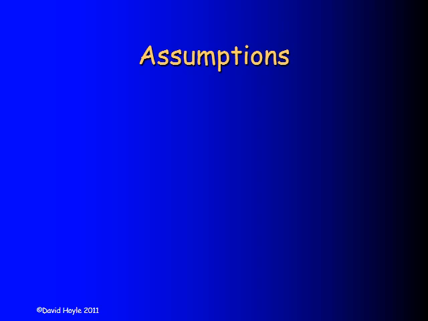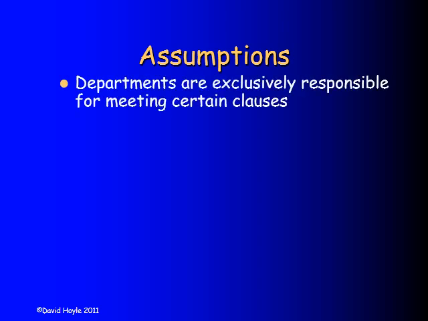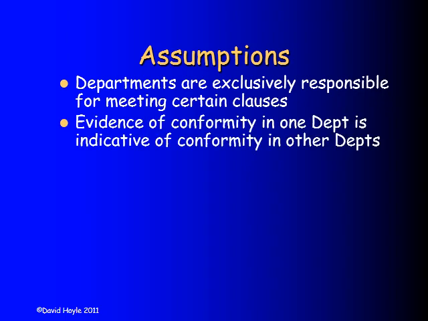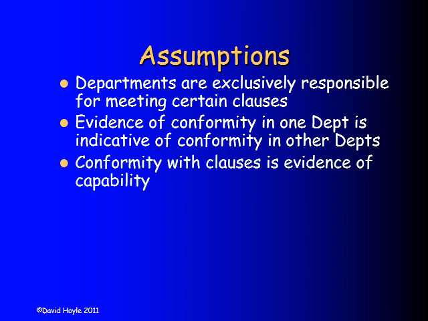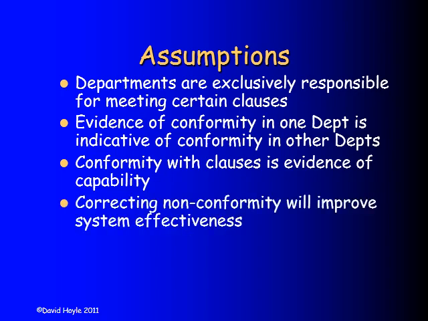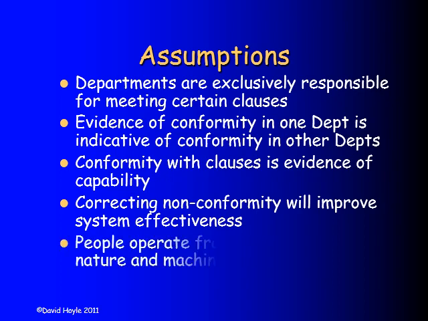The assumptions that we make in conducting a clause-based audit, first of all, is that departments are exclusively responsible for meeting certain clauses. Secondly, that evidence of conformity in one department is indicative of conformity in all departments, and then that conformity with clauses is evidence of capability, that correcting non-conformity will somehow improve system effectiveness. And another assumption is that people operate from the same causality as nature and machines.